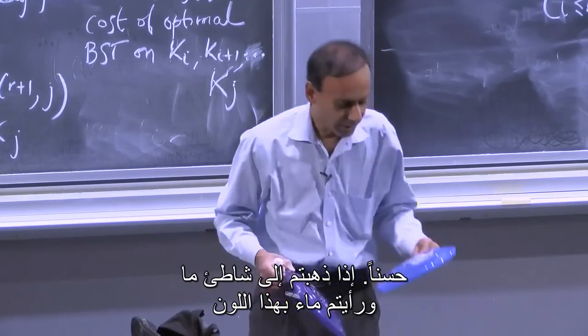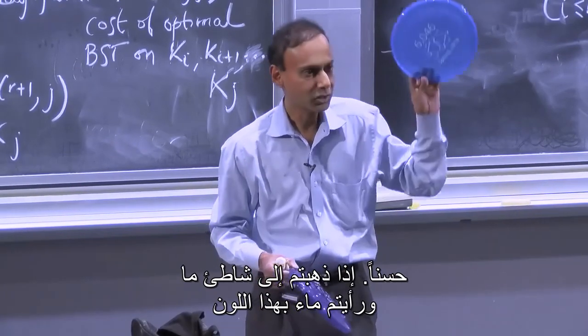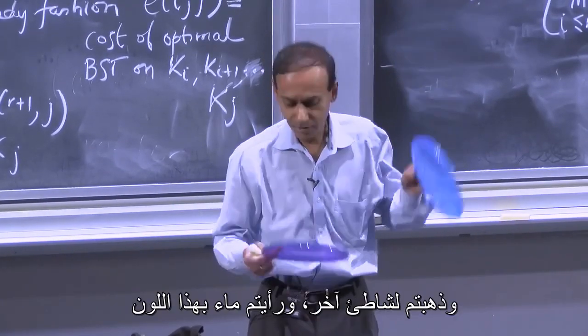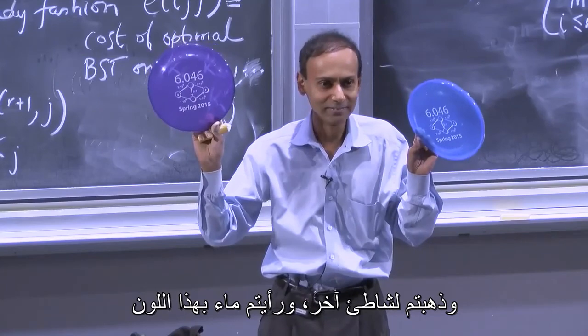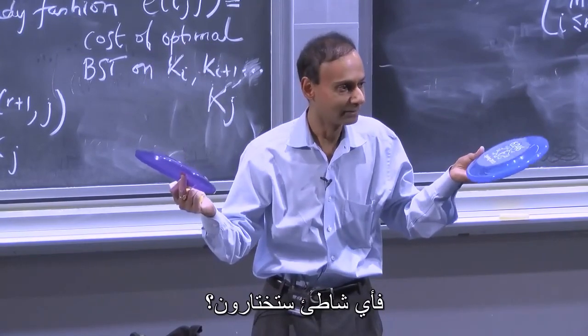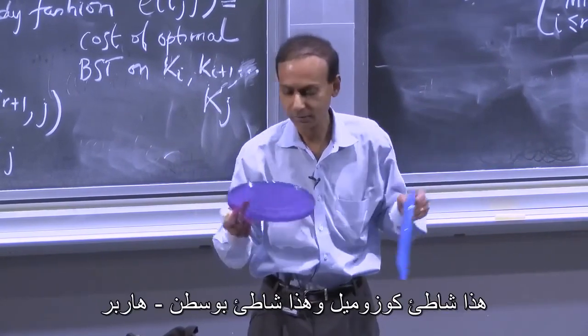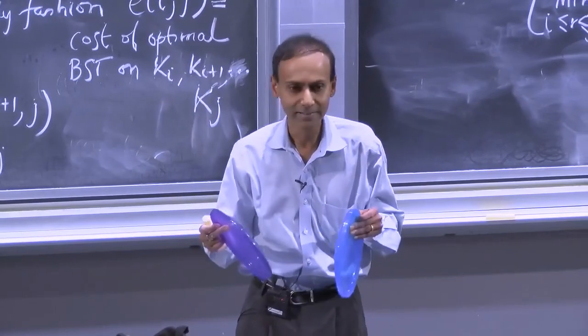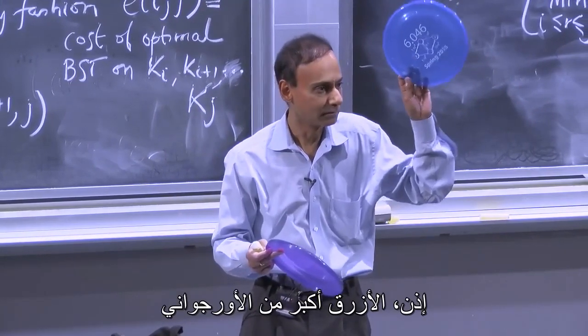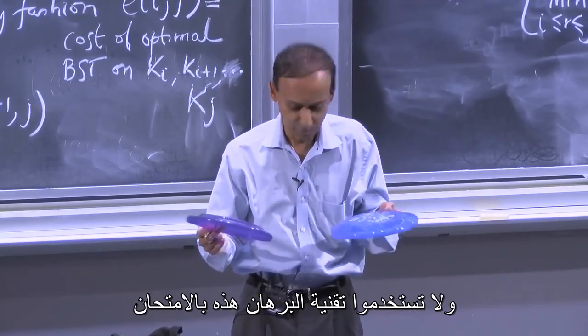Well, if you went to a beach and you saw water this color, and you went to another beach and you saw water this color, which beach would you pick? Right? This is Cozumel, this is Boston Harbor. So blue is greater than purple. Don't use this proof technique in the quiz.